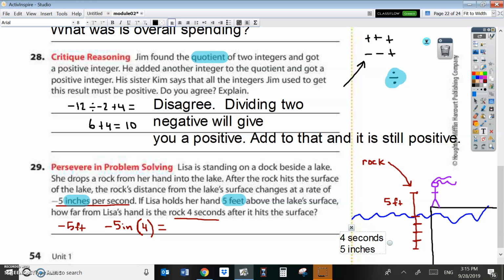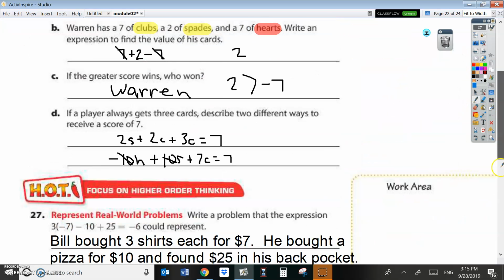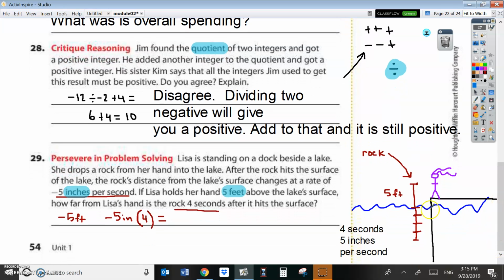Five inches per second. So here's 5 inches, 5 inches, 5 inches, 5 inches. So it went down 5 feet, and then it went down 5 inches 4 times. So it's down 5 feet minus 20 inches.